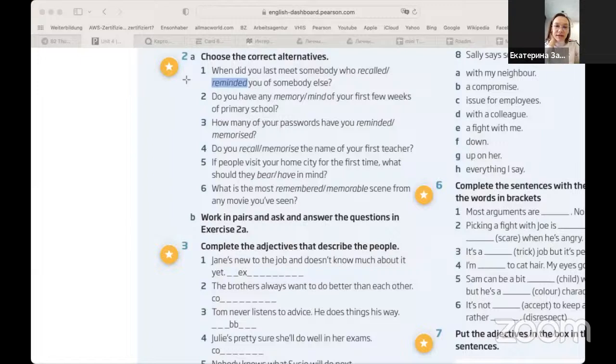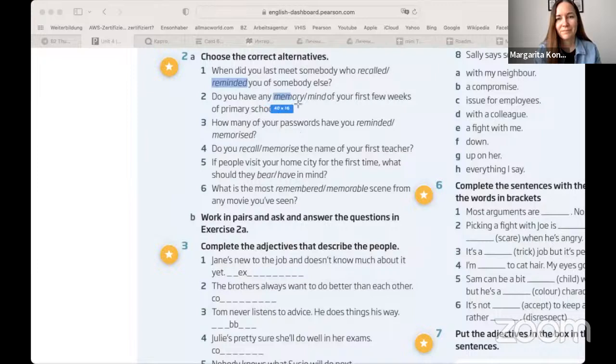Margarita, do you have any memory of your first few weeks of primary school? To be honest, not much. I just remember talking to my neighbor, and it was a girl. Her name was Anne, and I remember we talked during the breaks, and we became very good friends in the first weeks of primary school. But I don't remember much about it, to be honest.